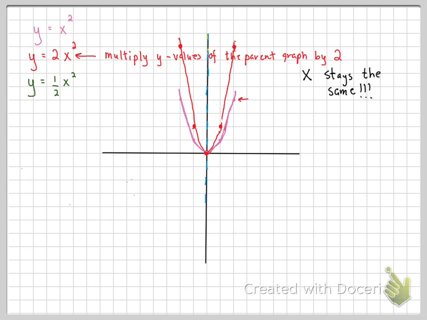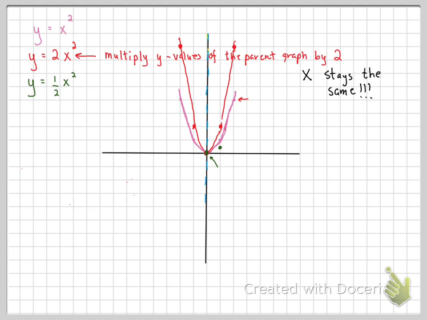Okay. And it is going to be the exact same case when we do y equals 1/2 x squared. Okay? When y is equal to 1/2 x squared, you are going to multiply the y values of the parent graph by 1/2. The x will stay the same. So, starting here, 1/2 times the y value of 0, anything times 0 is 0. Okay, now here's the y value of 1. 1/2 times 1 is 1/2. The x stays the same. The y is now 1/2.